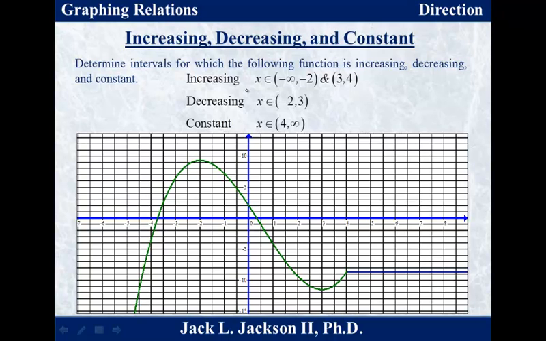Notice when I'm talking about increasing, I'm talking about the x values. Which x values make the y values go up. And x's between negative infinity and negative 2 make it go up. And there's also an increasing piece over here from 3 to 4. It decreases between negative 2 and 3. Notice I didn't say whatever the y values are here. I said the x values. And then constant from 4 on out, where it's horizontal, from 4 to infinity.